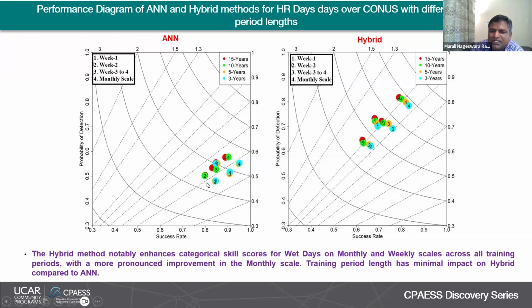But when we compare with all the training period cases, here different colors are different training periods, all the training periods are improved. A lot of improvement is there in the hybrid method as compared to the ANN. And there is also some impact of training period length here, but the impact is very minimal.